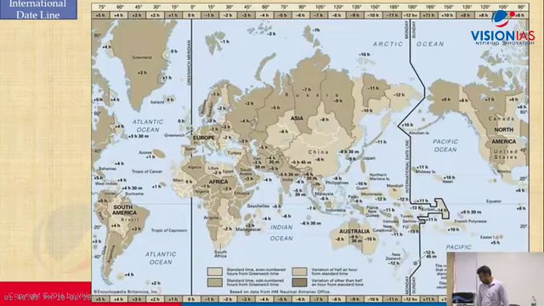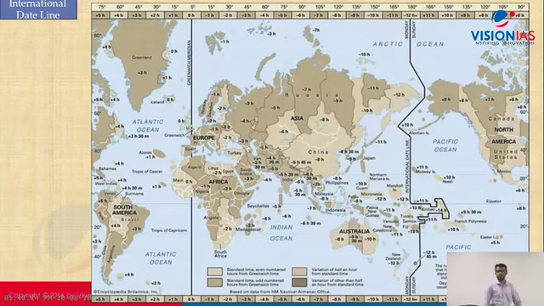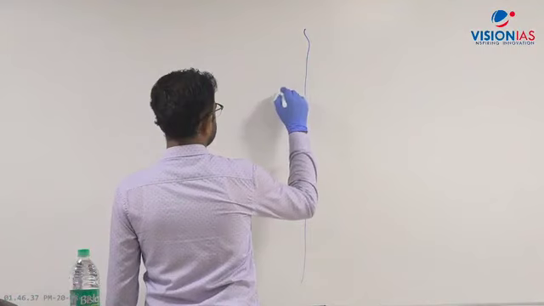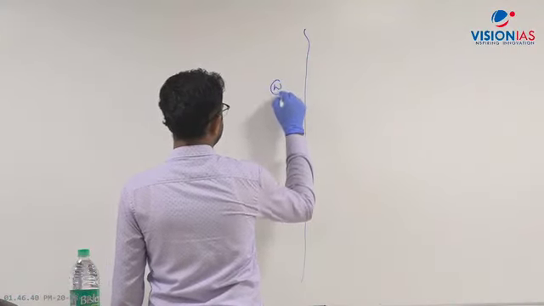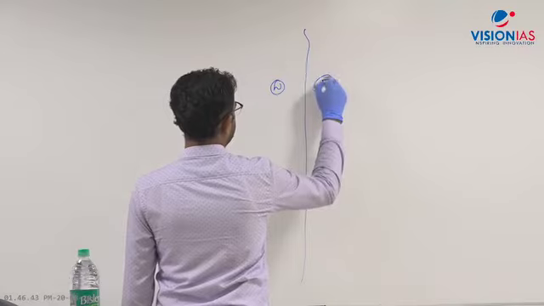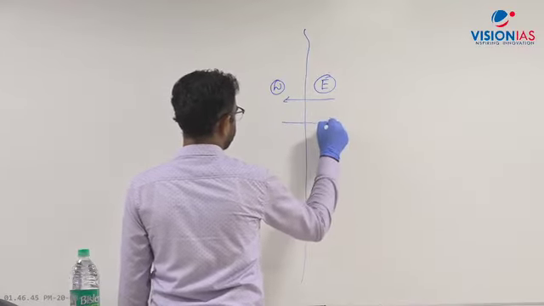Okay, I think many of the students are still confused about the international date line. So what would happen if you cross the international date line? Let me just explain that again. Okay, leave about this. Let's assume that this is the international date line. You are crossing the international date line either from west to east or from east to west.